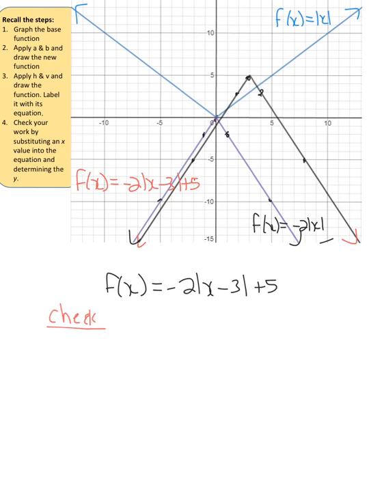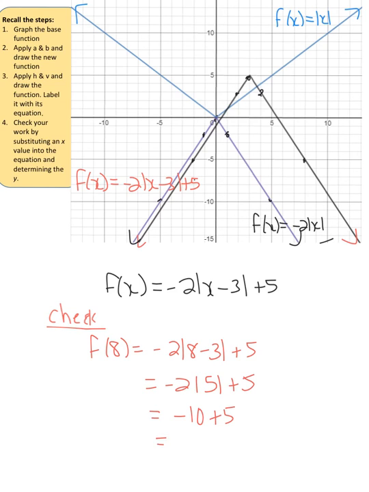And then you can do step 4, which is to check a point. So if I was to choose when x is 8, I should get a y value of -5 when I put 8 into my function. So I will just check f of 8 equals -2 times the absolute value of 8 minus 3. So that gives me -2 times 5. So -10 plus 5, which is -5, which is what I should have at that point.